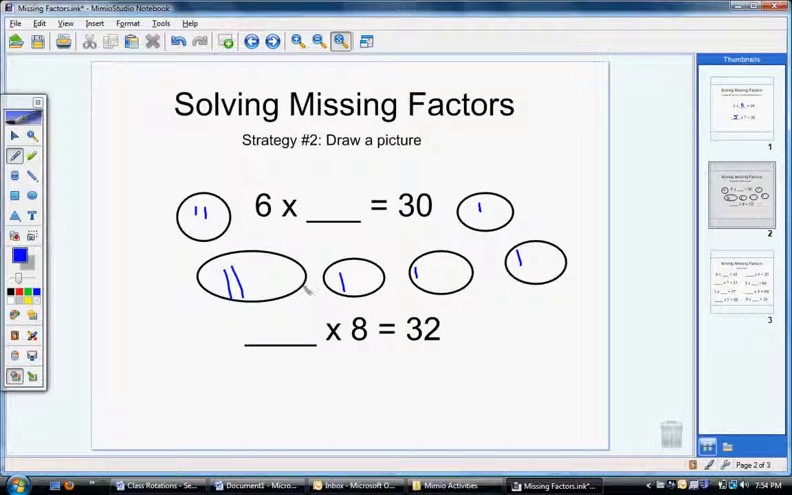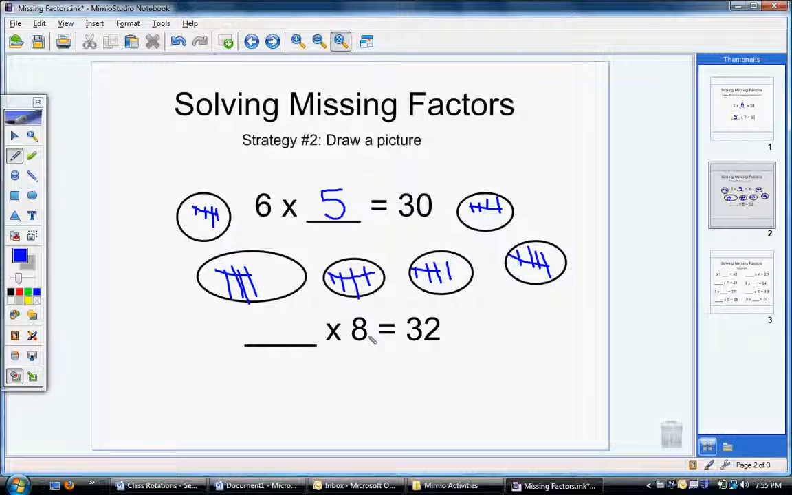So I share the tallies out: 1, 2, 3, 4, 5, 6, 7, 8, 9, 10, and so on up to 30. I got to my product of 30, and each circle has 5 tallies in it. So I know that 6 times 5 is going to equal 30.